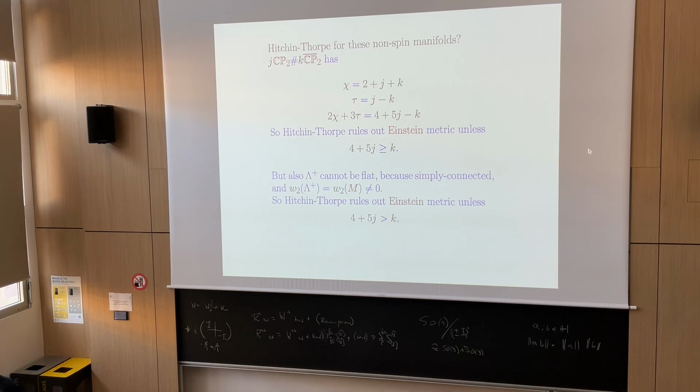And the last observation is, well, the Einstein condition doesn't have anything to do with the orientation. But b plus and b minus do depend on the orientation. If you switch the orientation, that's essentially interchanging J and K. So in fact, you get a second inequality that would have to be true: 4 plus 5K would have to be less than J.